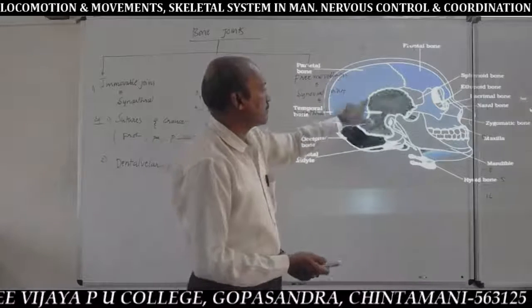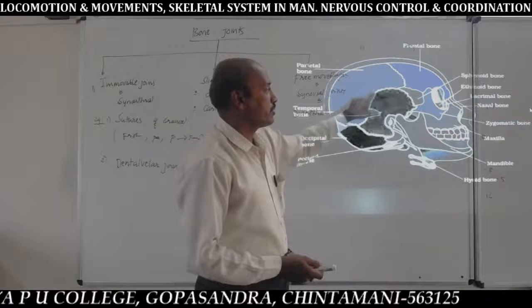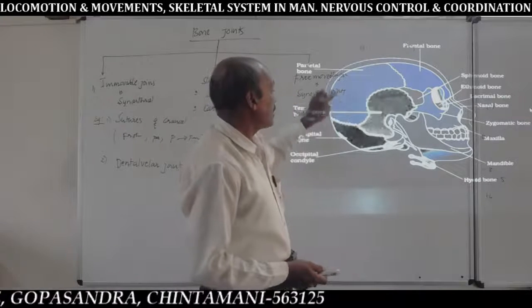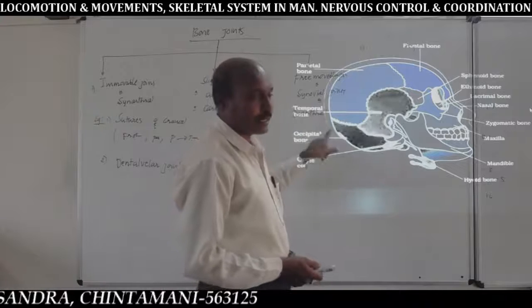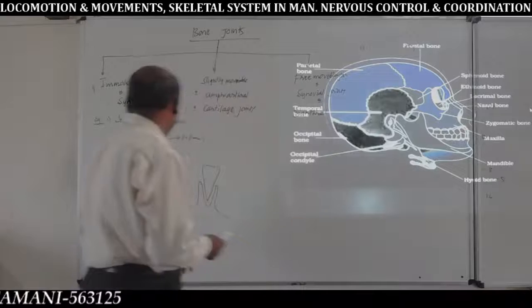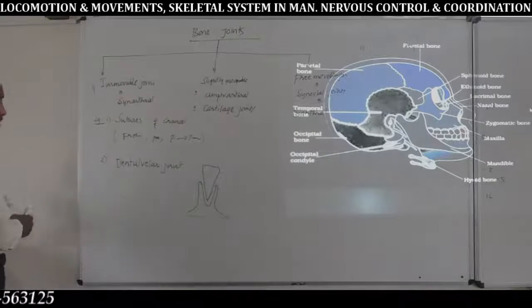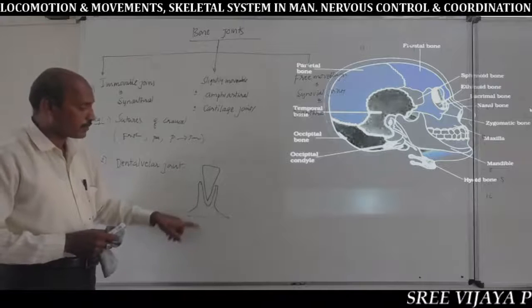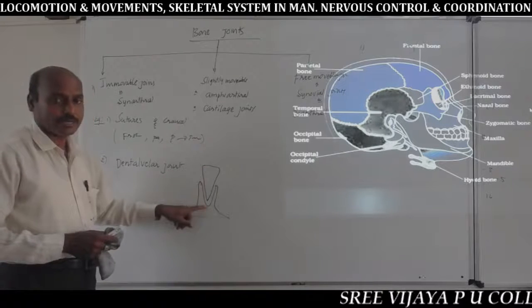These sutures of cranial bones are the immovable joints between the frontal and parietal, or parietal and temporal bones etc. So sutures are immovable joints. And another example is the dentoalveolar joint, located between the tooth and the socket of the jaw.